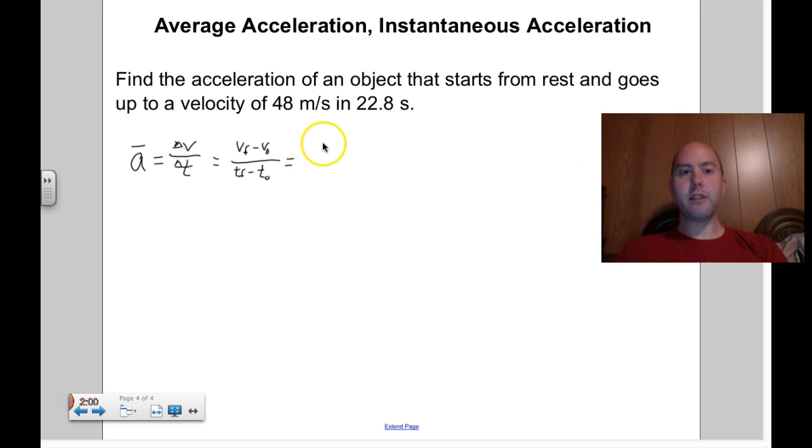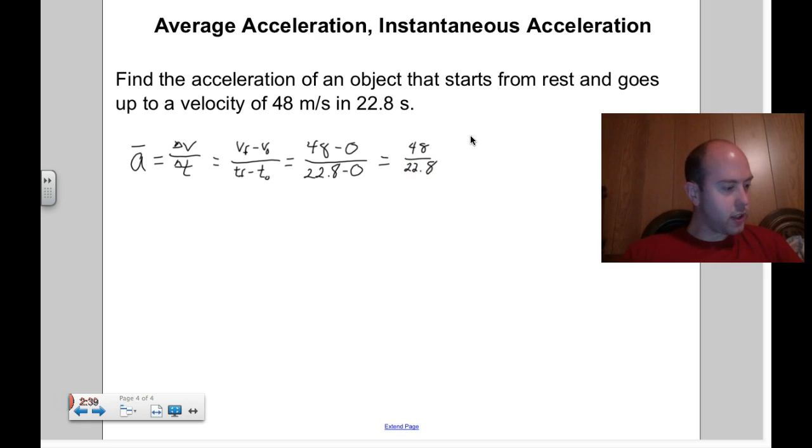So your last velocity is 48, and you started at 0. You started from rest, so it's 48 minus 0. So again, you finished your final velocity at 48 meters per second, and you started at 0. So it's 48 minus 0, divided by your final time was 22.8, and you started your time at 0. So basically it's 48 divided by 22.8.